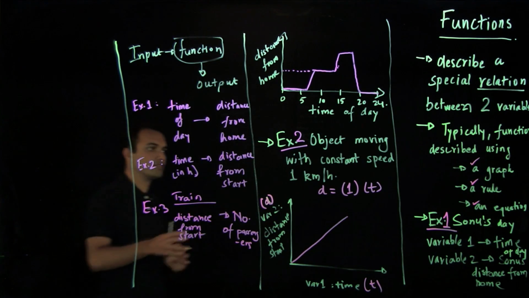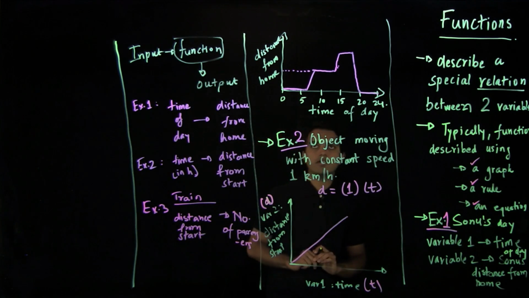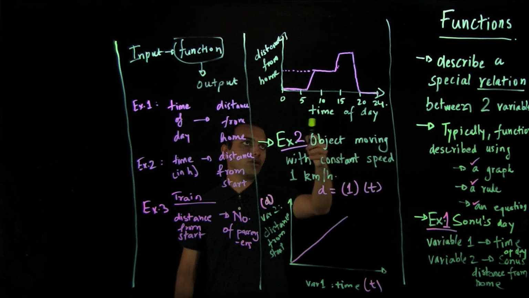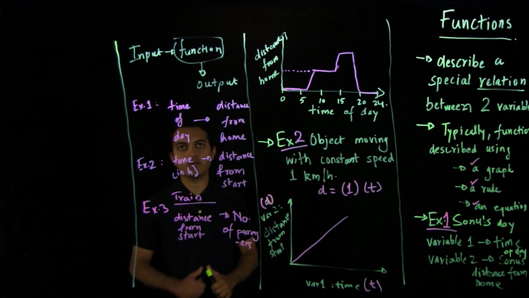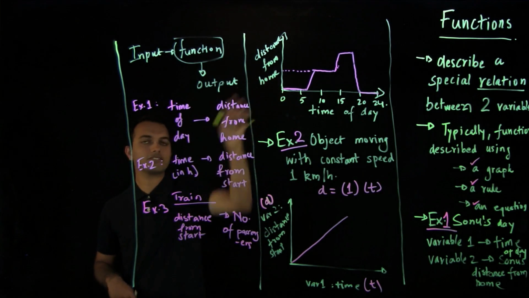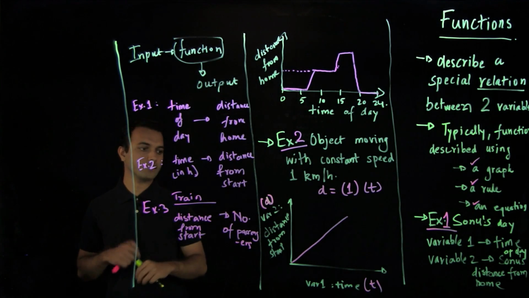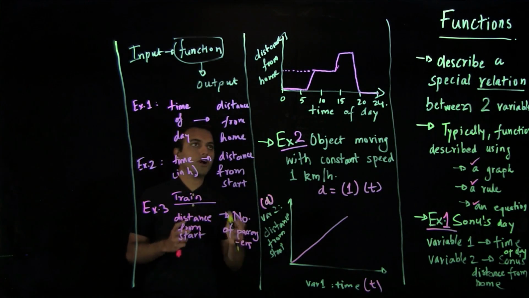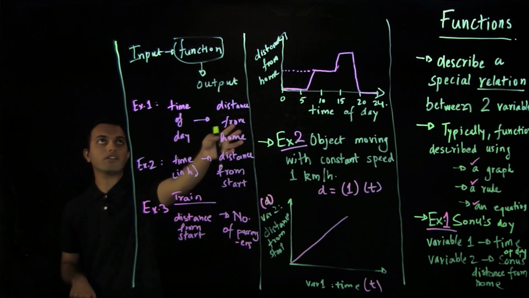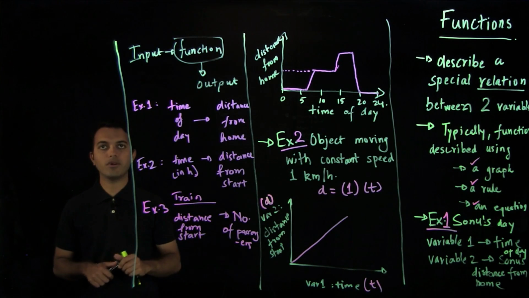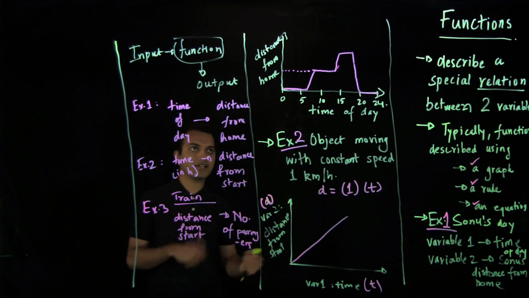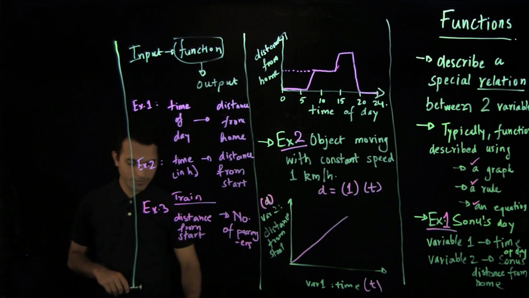Also, one thing that is very important to see here is what makes variable 1 go on the x-axis and variable 2 go on the y-axis. Is it possible to flip time and distance from home in this graph? Think about why variable 1 is on the x-axis and variable 2 is on the y-axis. One reason you could think of is variable 1 is sort of input and variable 2 is output. But there are other reasons, as we'll see as we go ahead.